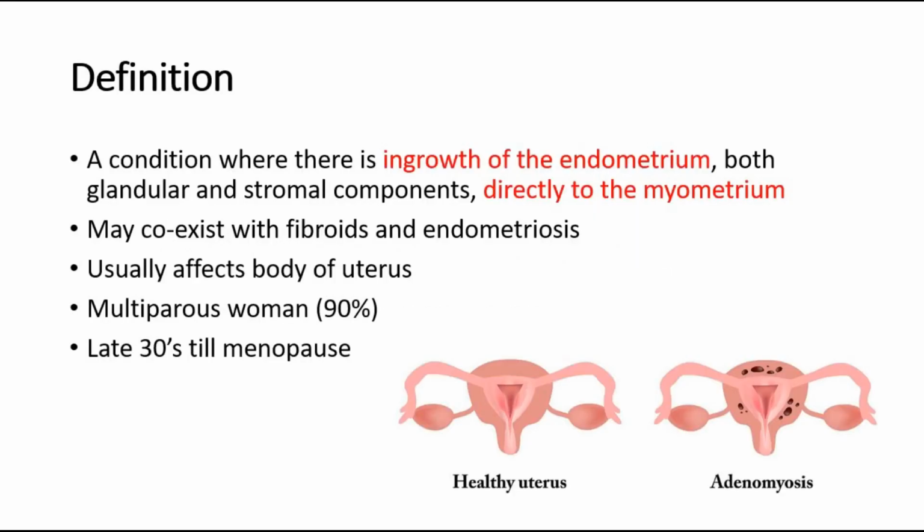This video will be on adenomyosis. It is a condition where there is ingrowth of the endometrium, which includes both the glandular and stromal components, directly to the myometrium.